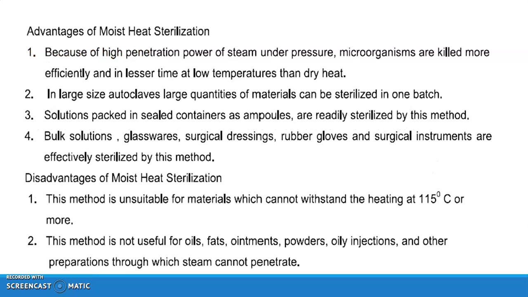Advantages of moist heat sterilization. Because of the high penetration power of steam under pressure, microorganisms are killed more efficiently and in less time at the allowed temperature than with dry heat. Second advantage: in large autoclaves, large quantities of material can be sterilized in one batch. Solutions packed in sealed containers such as ampules are readily sterilized by this method. Bulk solutions, glassware, surgical dressings, rubber gloves and surgical instruments are effectively sterilized by this method.